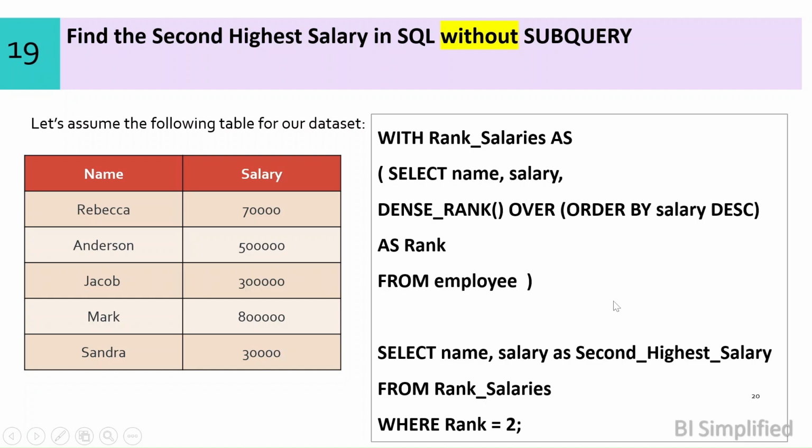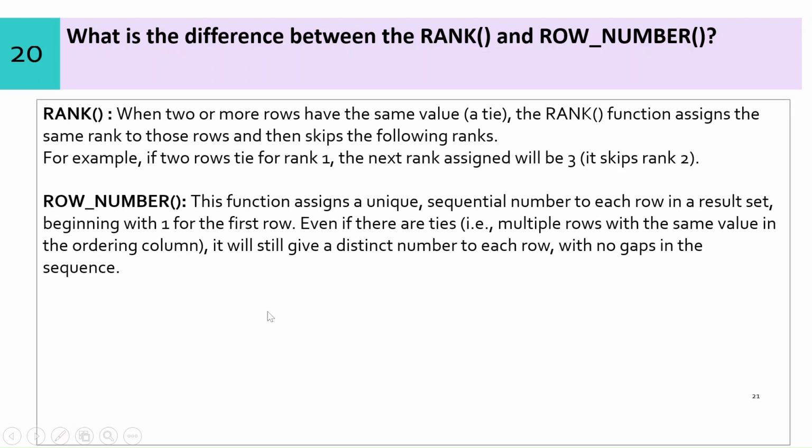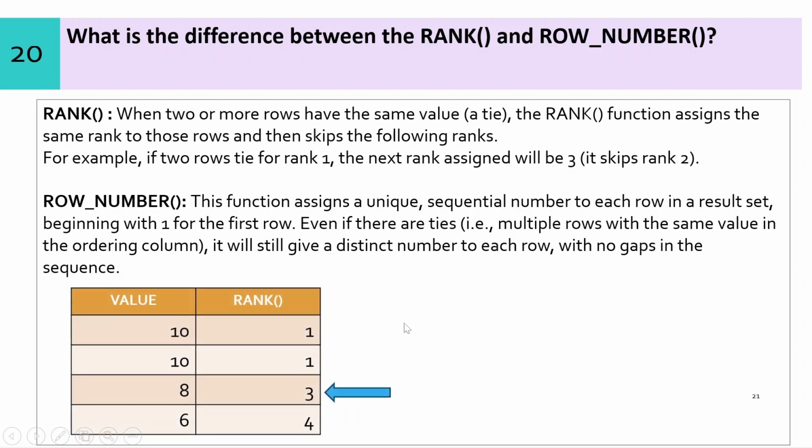Next question. What is the difference between the RANK function and the ROW_NUMBER function? We have already seen the difference between rank and dense rank. Now we have to see the difference between rank and row number. With rank, when two or more rows have the same value, that is a tie. The rank function assigns the same rank to those rows and then skips the following ranks. We have already seen the example before: whenever the values are the same, rank skips the following rank. Now we'll see what row number is and how it is different from rank.